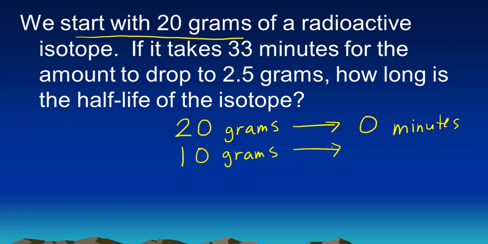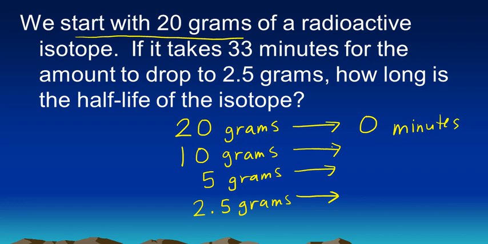And then after the next half-life, how much will we have left? Well, half of 10, which will be 5 grams. And after the next half-life, we're down to half of 5, which is 2.5 grams. But take a look at the problem. It says it will take 33 minutes for the amount to drop to 2.5 grams. So we know this much. We know that at 33 minutes, we're down to 2.5 grams. Now, how many half-lives have passed?